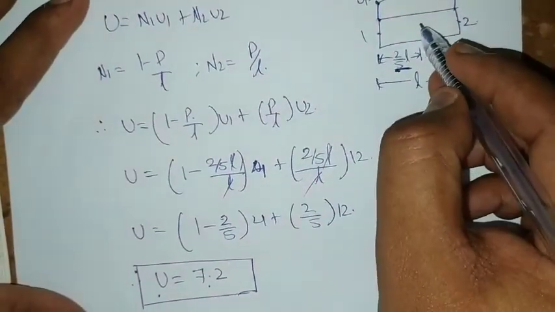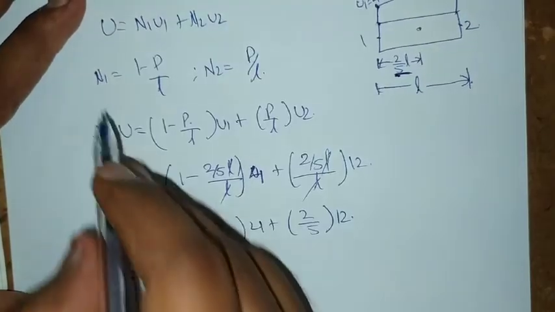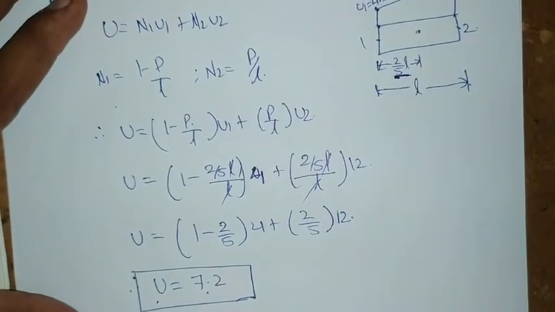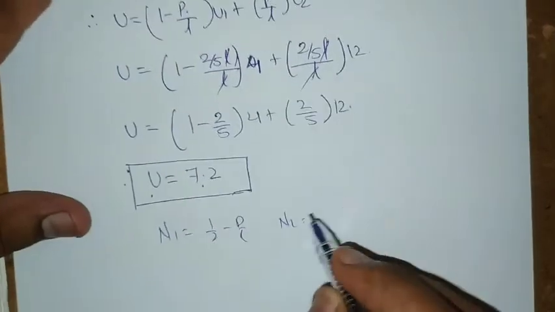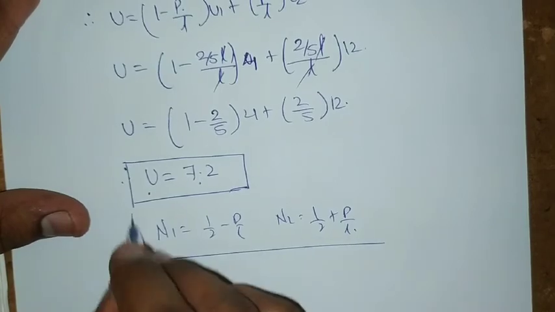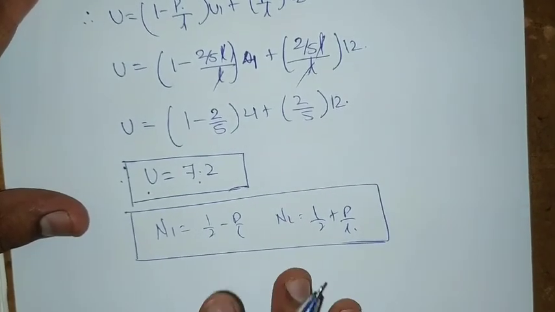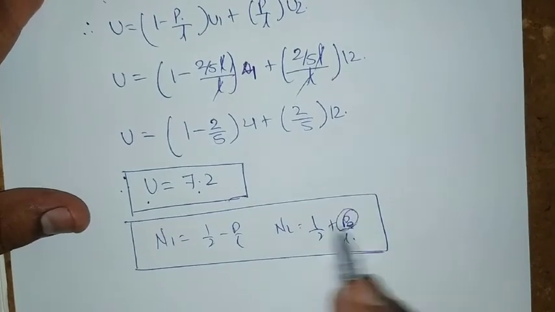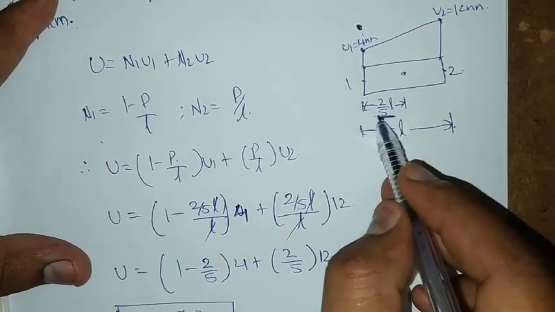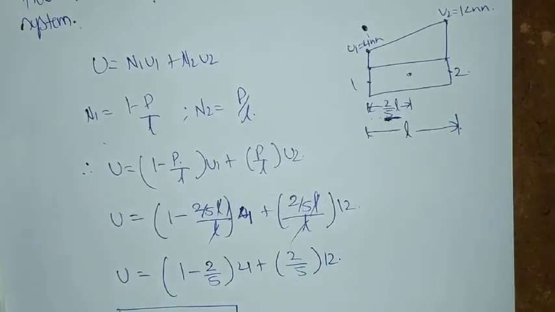Similarly, if they ask from the center, the values are going to differ here, n1 and n2. Then n1 will become 1 by 2 minus p by L and n2 can be written as 1 by 2 plus p by L. Just substitute these values and find the values. Here the p values differ according to the distance they give, at what distance they are going to ask, that we have to take as the p value.